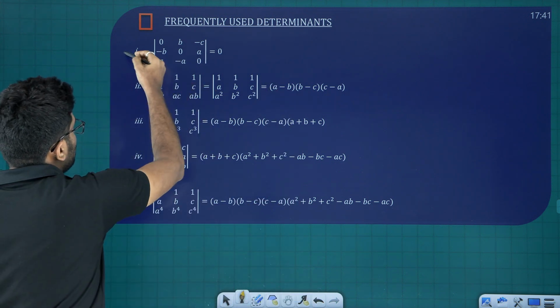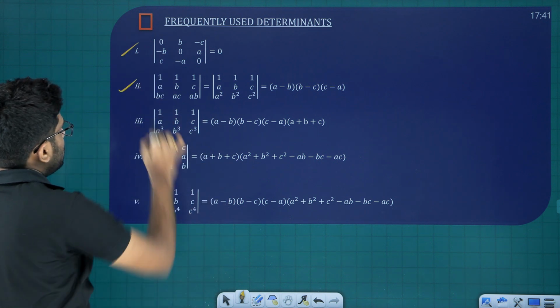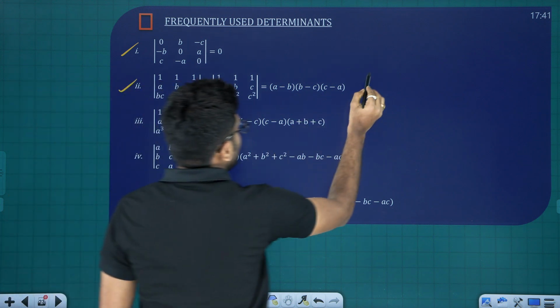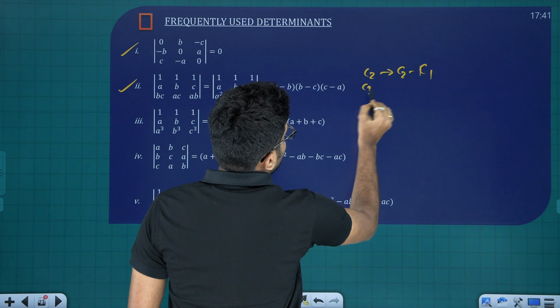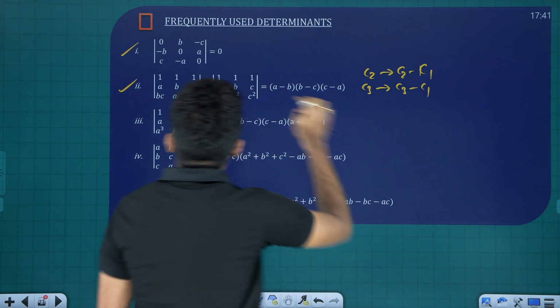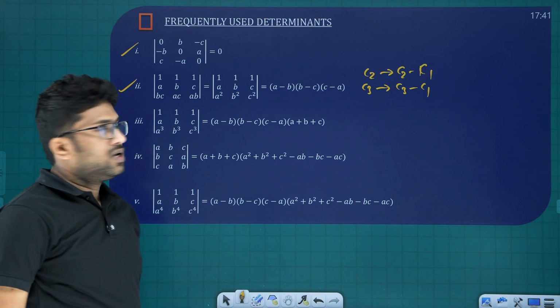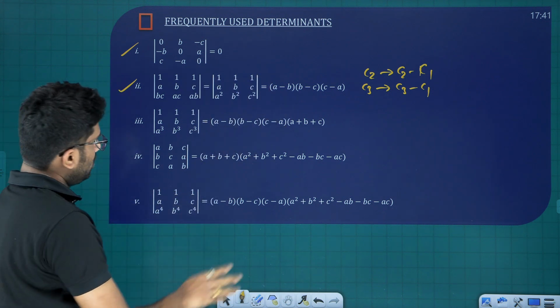So this is a skew symmetric matrix of order 3, so hence it is 0. Now this we can do with some operations. C2 changes to C2 minus C1, C3 changes to C3 minus C1. Then we can simplify this. This becomes 0, this becomes 0. We can expand with only the first row, first column element. This can also be done the same way.